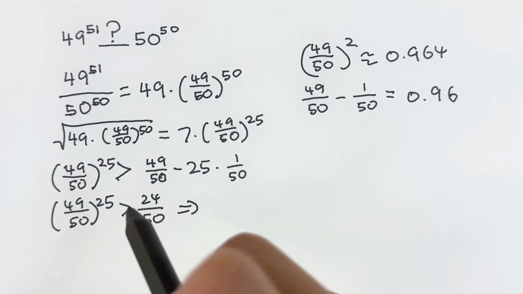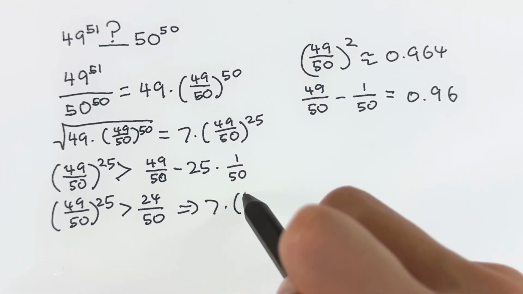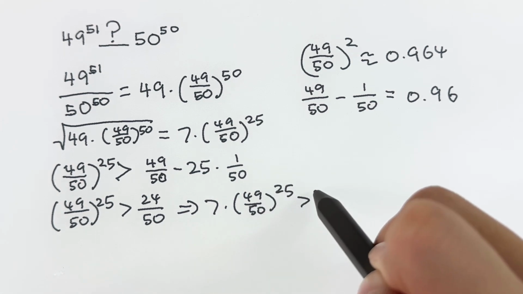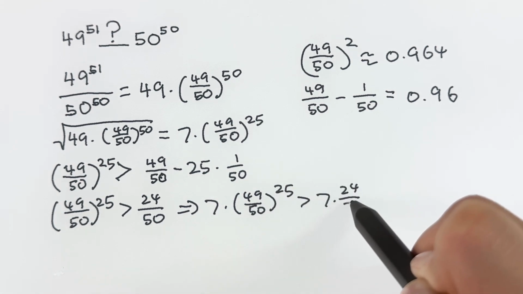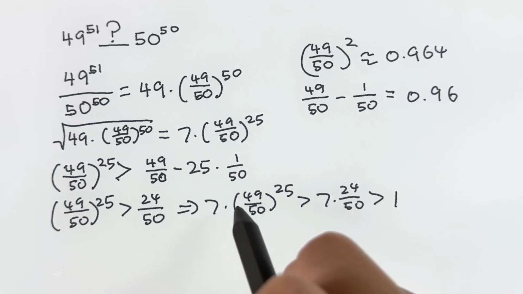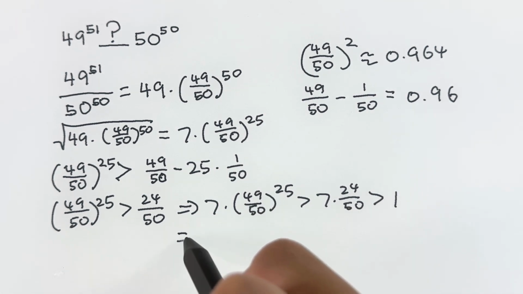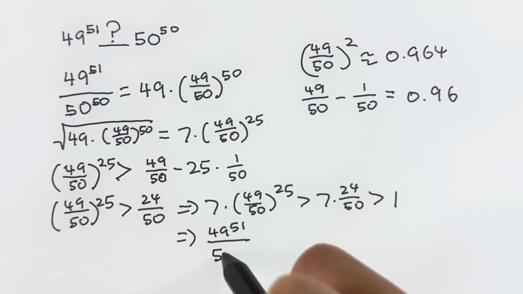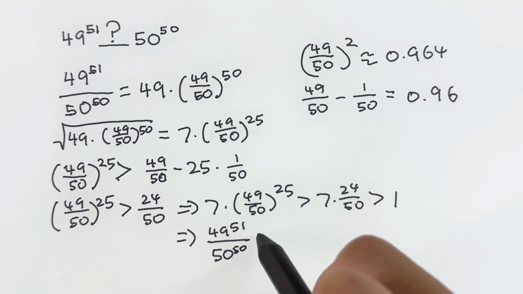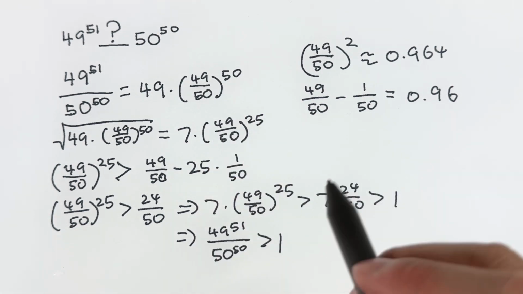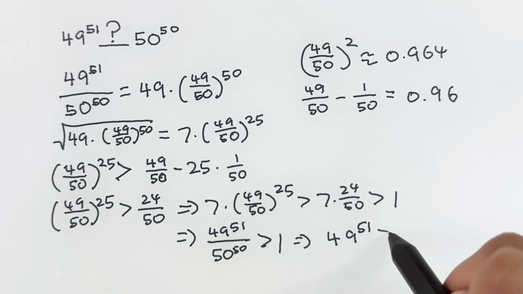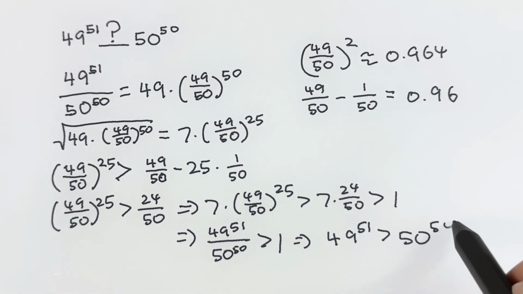So if we multiply by 7, 7 times 49 over 50 to the power of 25 will be greater than 7 times 24 over 50, which is greater than 1. Since this is greater than 1, the fraction 49 to the power of 51 over 50 to the power of 50 will be greater than 1, because that's the square root of this. So 49 to the power of 51 is larger than 50 to the power of 50. So that's how you solve this problem.